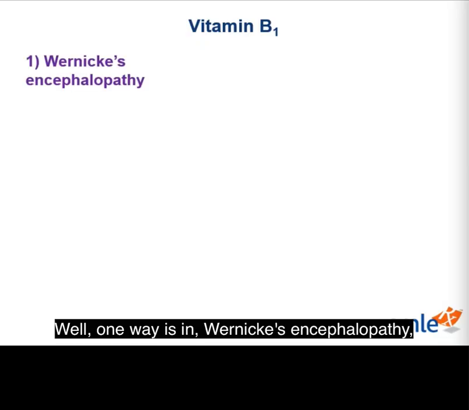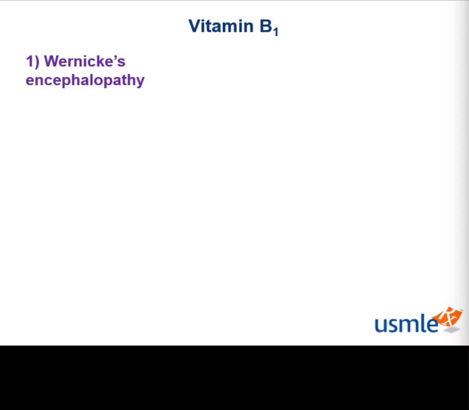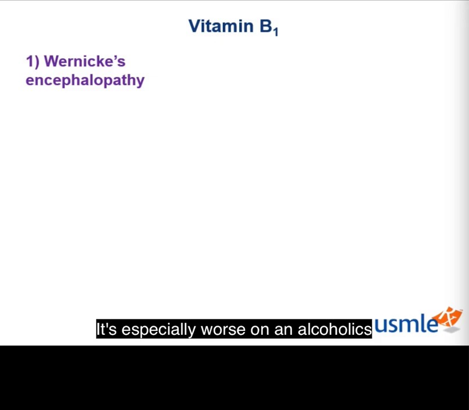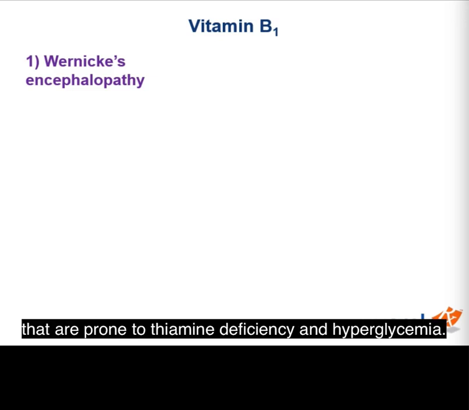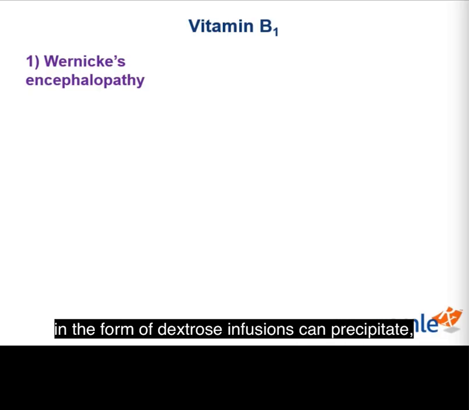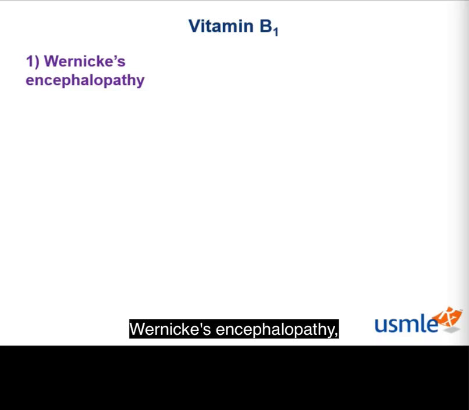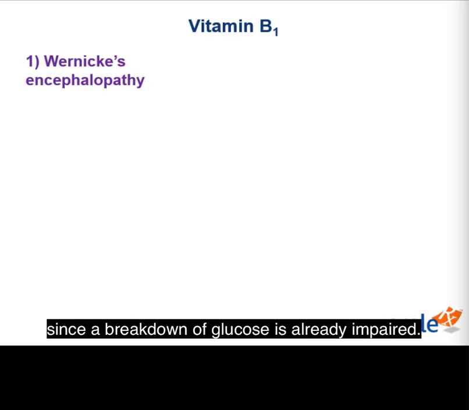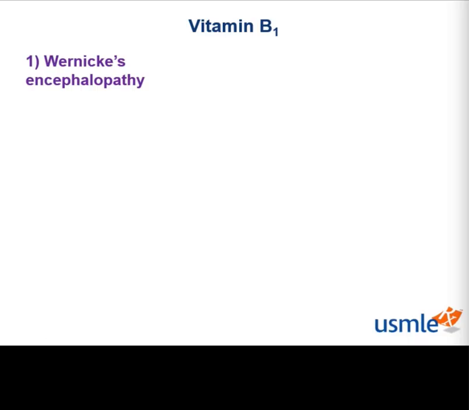Well, one way is in Wernicke's encephalopathy, an acute life-threatening neurological condition. It's especially worrisome in alcoholics or malnourished individuals that are prone to thiamine deficiency and hypoglycemia. Giving these patients glucose in the form of dextrose infusions can precipitate Wernicke's encephalopathy since the breakdown of glucose is already impaired. As in our example from the beginning of the video, thiamine should be given to anyone suspected to be deficient in thiamine prior to giving glucose.